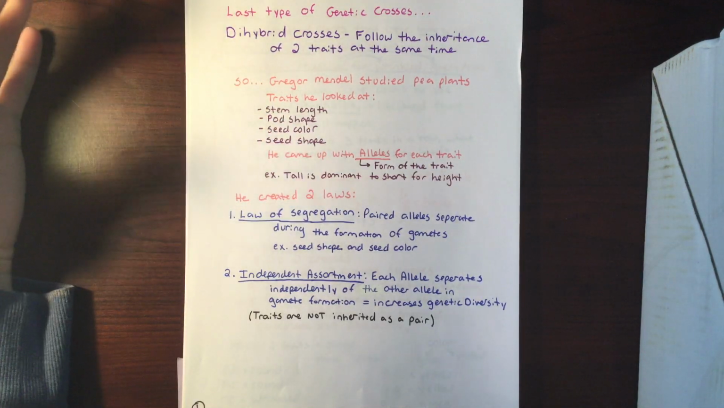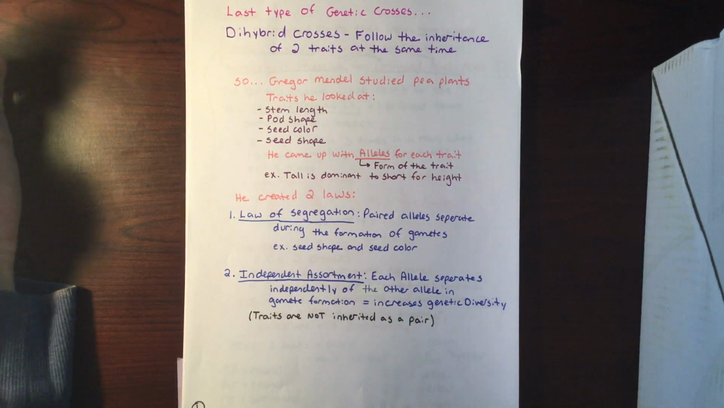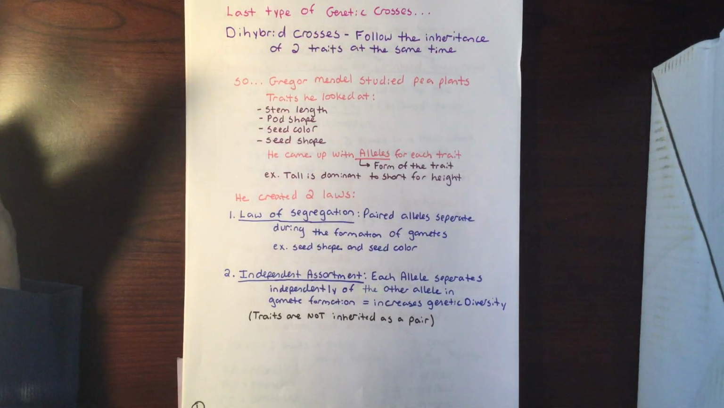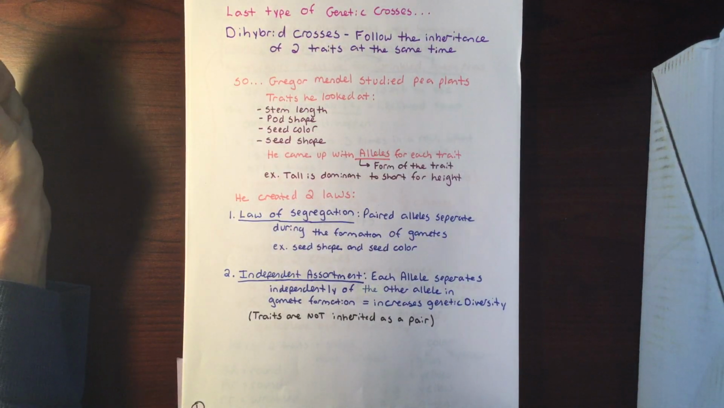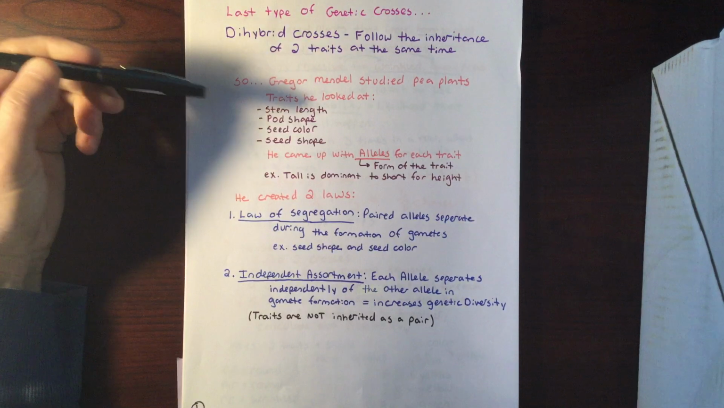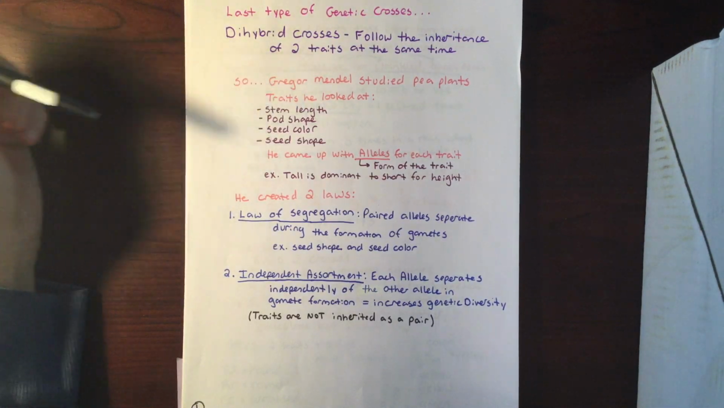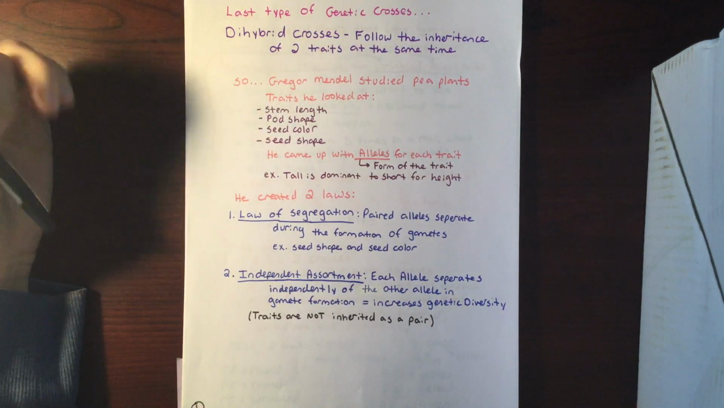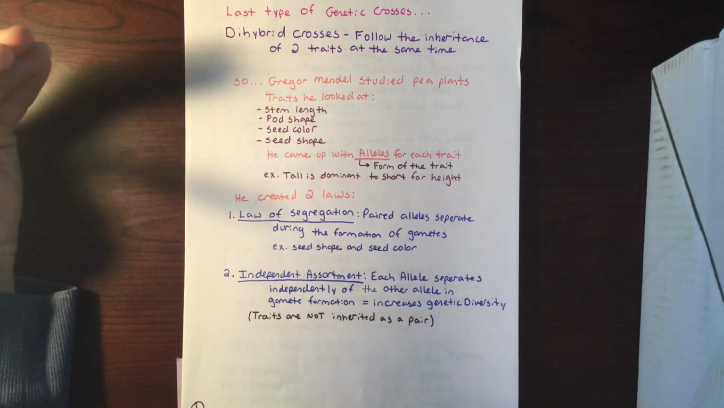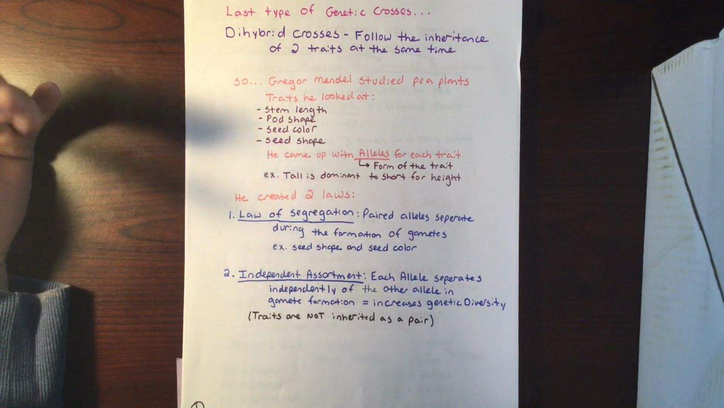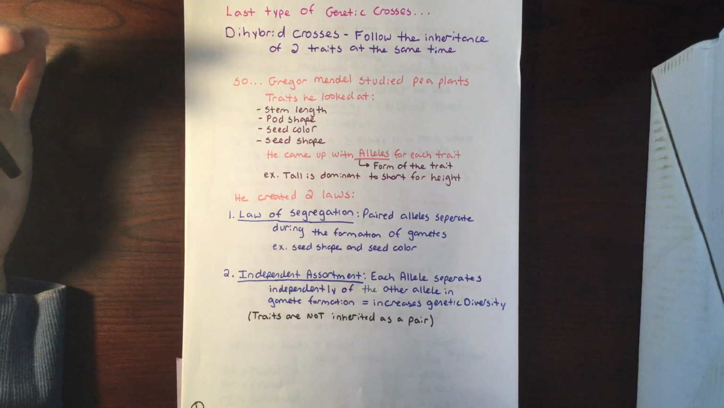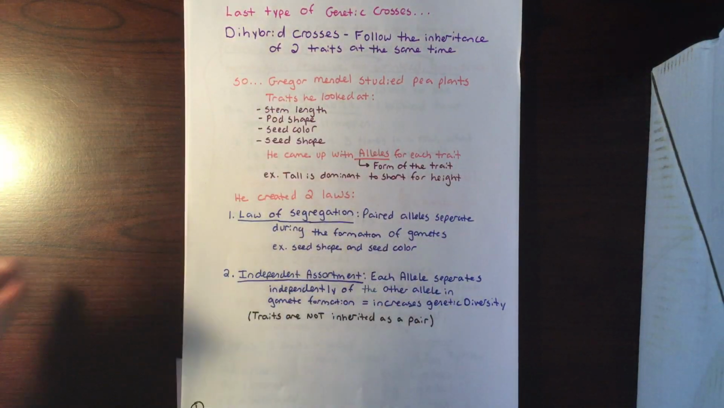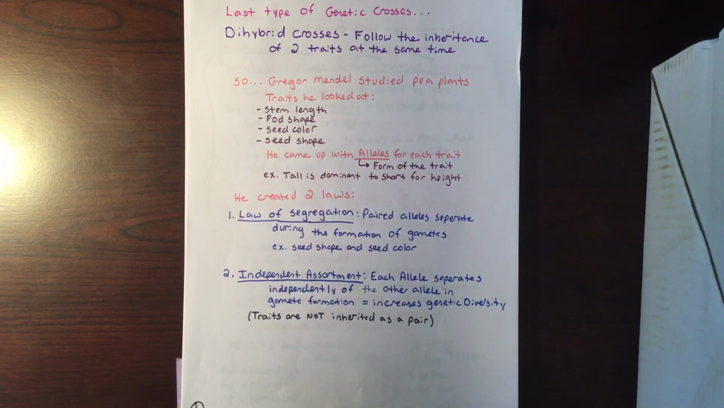So this is kind of what Mendel did with his pea plants. Remember, Mendel was our Austrian monk. He's basically our father of genetics, and he studied pea plants. With this, he looked at traits like your stem shape or stem length, your pod shape, your seed color, your seed shape. As he crossed these plants, he came up with alleles for each of them. Alleles is something we've been talking about throughout each of these crosses, but I just want to set it straight for you guys.